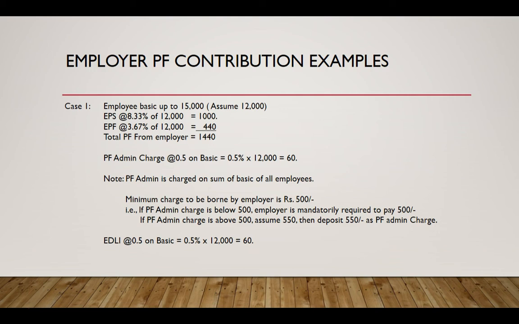And when we talk about PF administration charge, the law requires that the employer is required to contribute a minimum of 500 rupees towards the charge, and the charge is calculated on sum of the basic of all the employees and not individual employee. And in case the total cumulative charge is below 500, then the employer is mandatorily required to pay rupees 500. And EDLI is also calculated at 0.5% on basic, which is also 60 rupees. So that was the first case, which is a simple example.